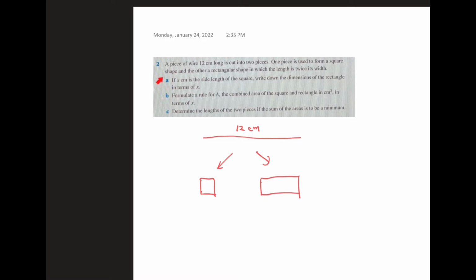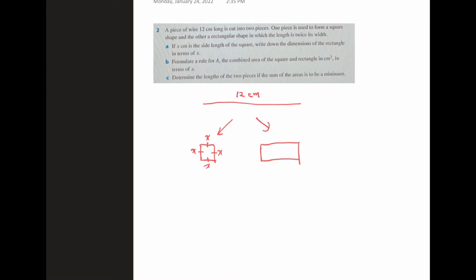Part A over here. If x cm is the side length of the square, so that means this is x. Okay, let me write down first: x, x, x, and x. Write down the dimension of the rectangle in terms of x. So we need to write down the dimension. That means you have to write down the length and the width. That is the dimension.